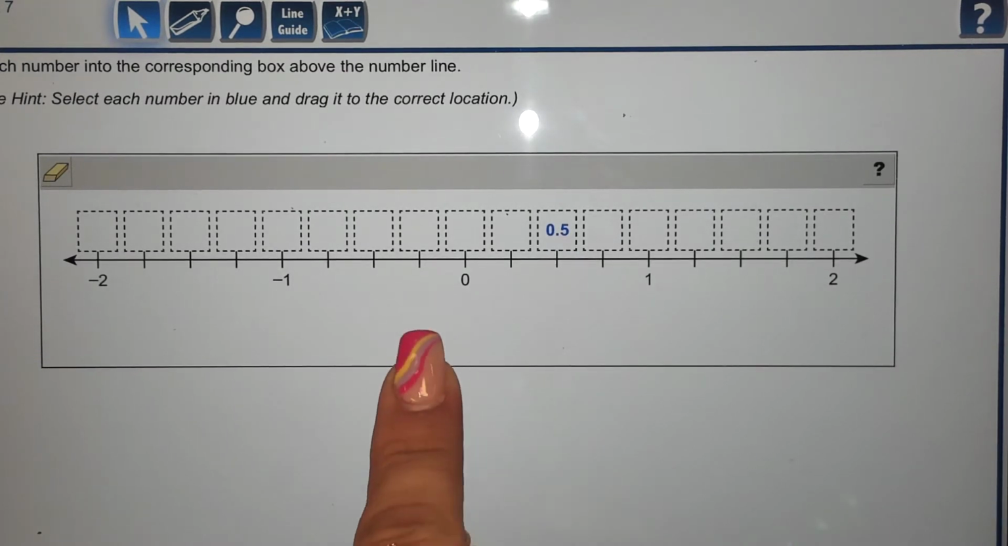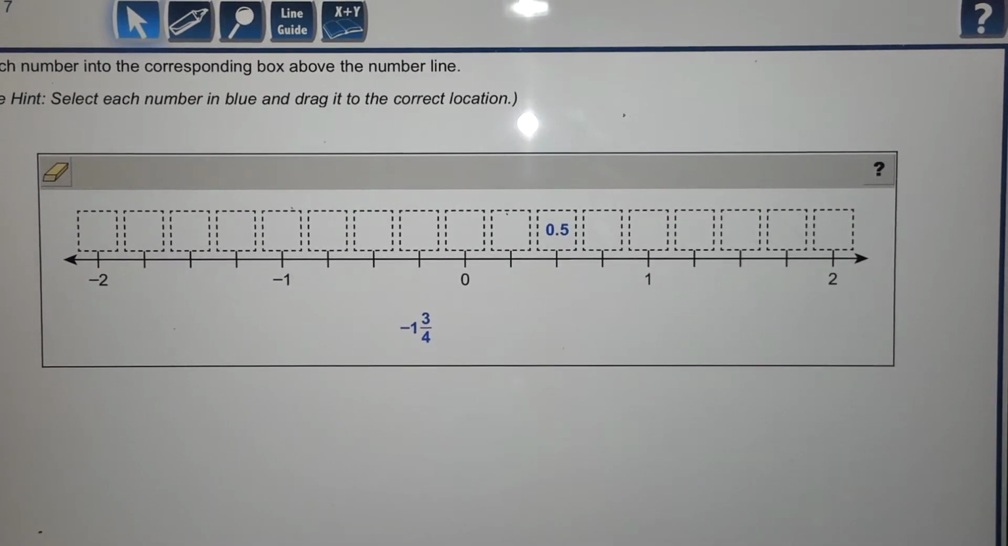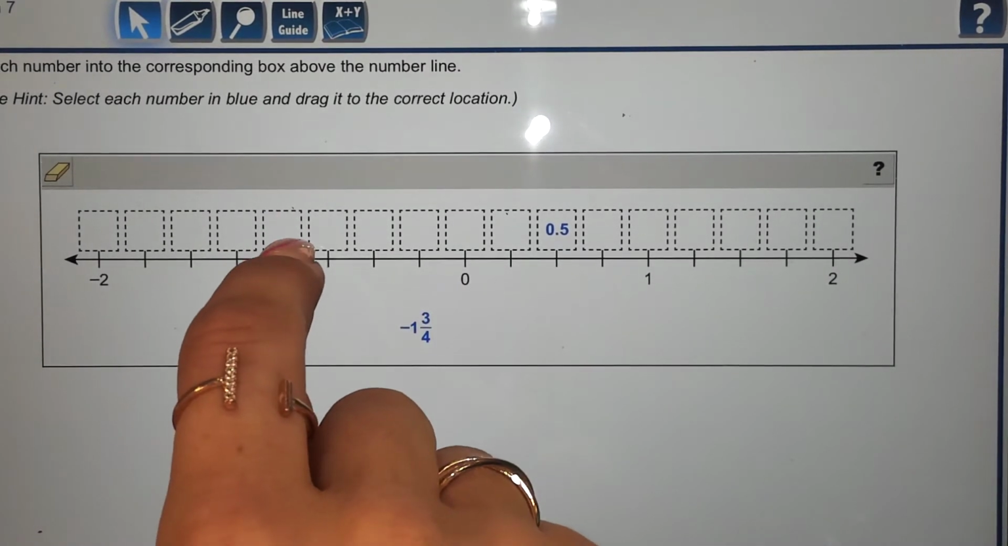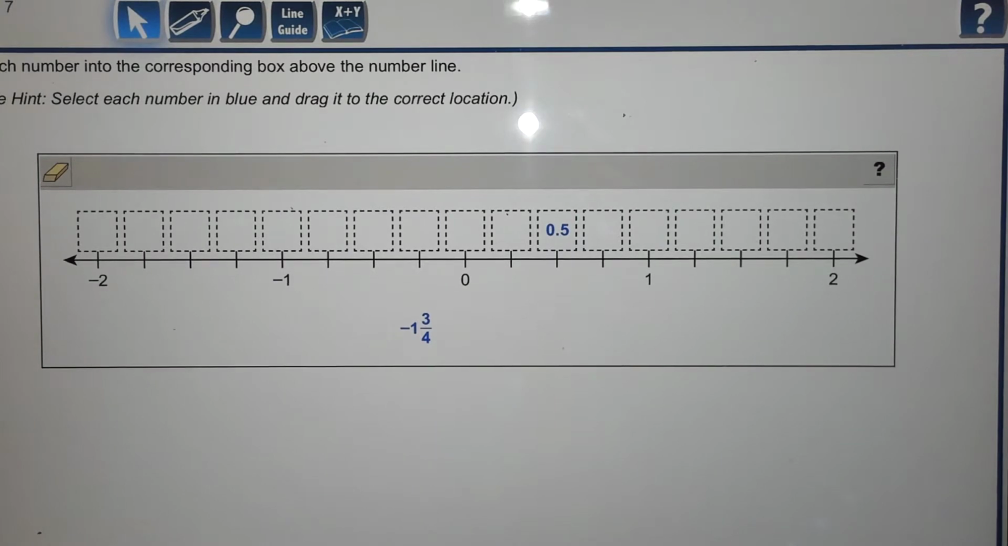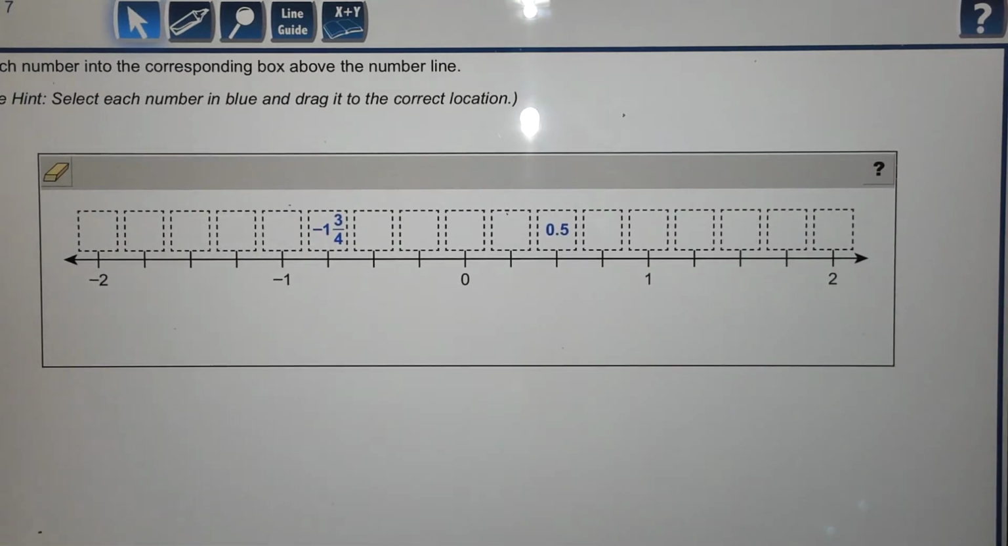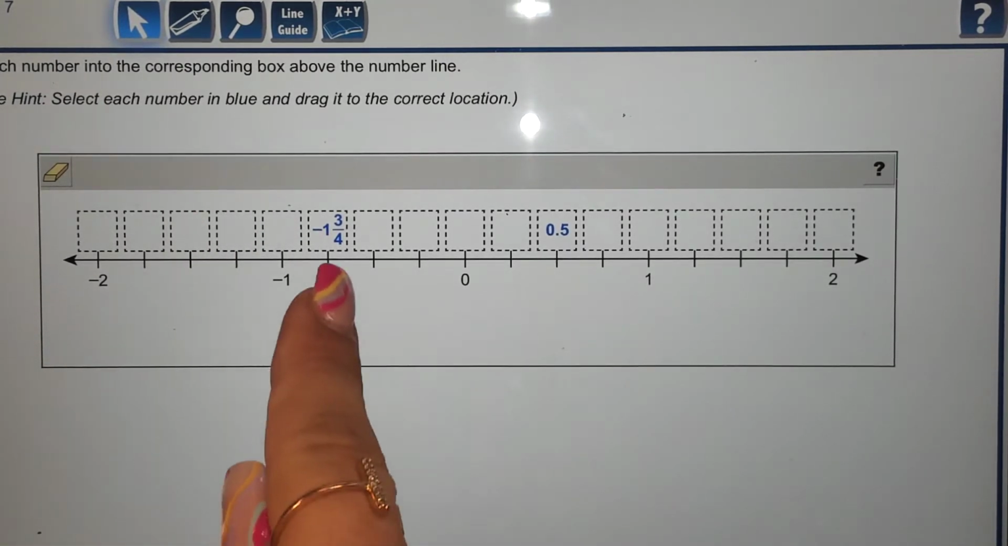Now, this one is confusing because -1 3/4 is more negative than -1. It's -1 and 3/4, so it's not right here. A lot of people put it right here. That is -3/4, but that's not -1 and 3/4. So it does not go here.